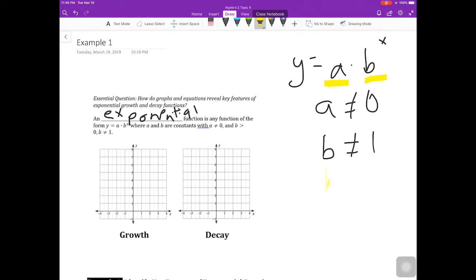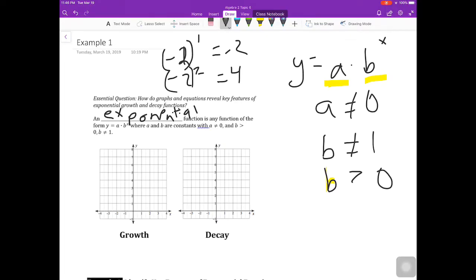And finally, b has to be greater than 0 as well, because if b is less than 0, if you think about what happens to negative numbers when you raise them to different powers, like -2 to the first is -2, but then -2 to the second is +4. So we can't have b be negative. So b has to be a positive number that's not equal to 1, and a cannot be 0.